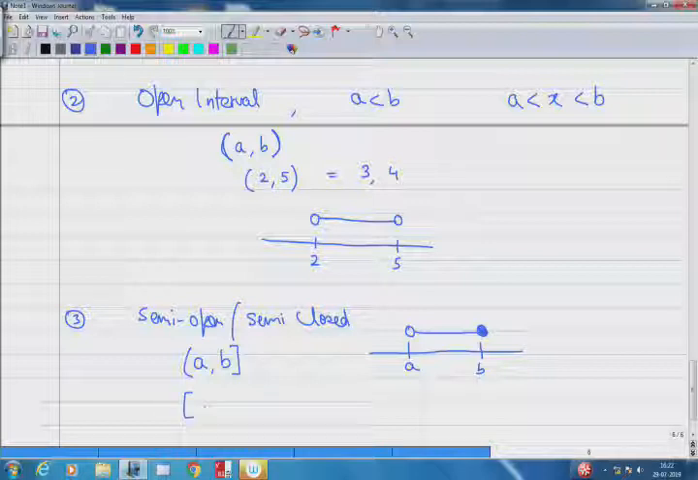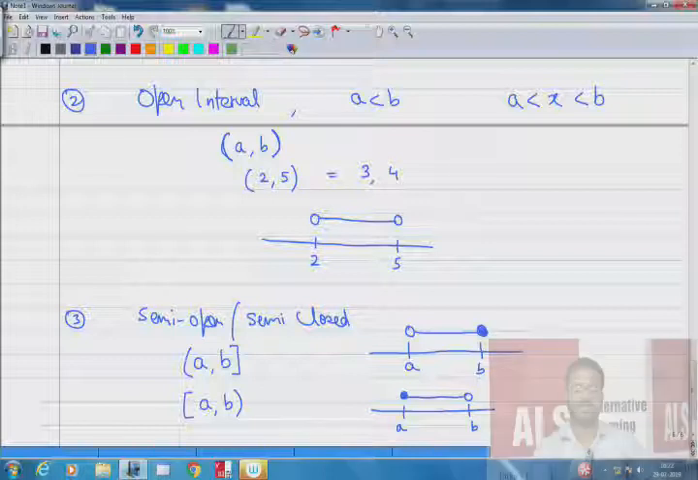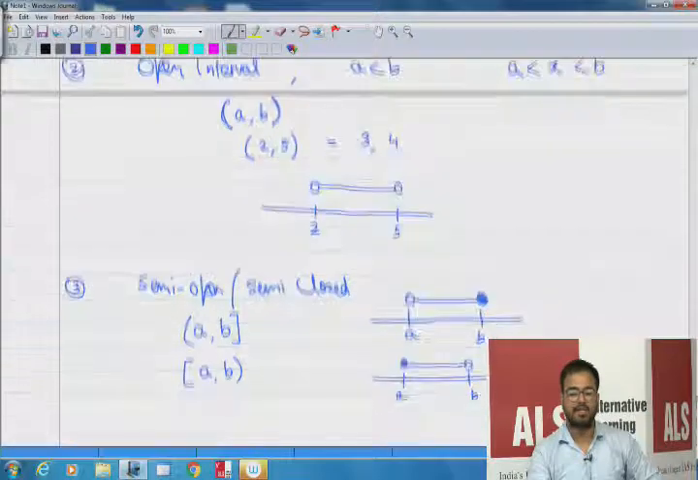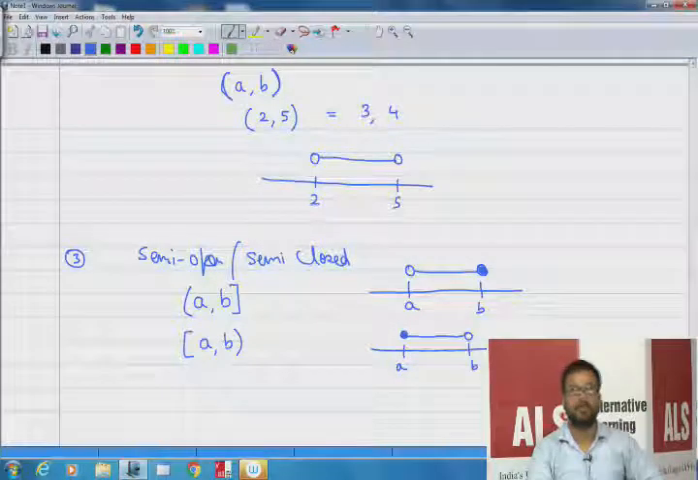Similarly, you can also write it like this: A, B, with the square bracket on A this time, so it will be a dark circle on A, and an open circle, the not dark one, on B. This is the meaning of the semi-open or semi-closed interval.